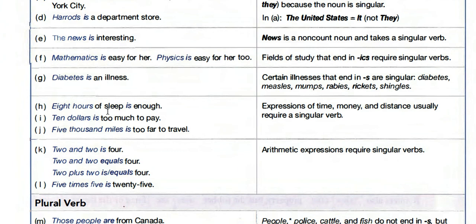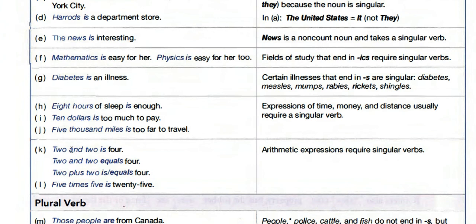$10 is too much to pay. 5,000 miles is too far to travel. So we can understand the irregularities when we look at time, money, and distance. We can see how many students still commit mistakes in that area. So again, expressions of time, or money, or distance, like 5,000 miles is too far to travel.